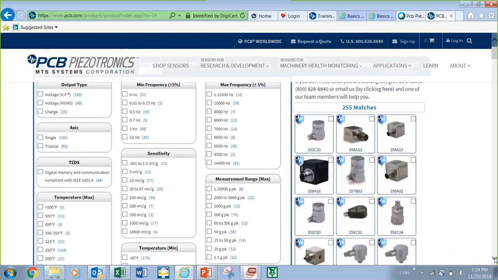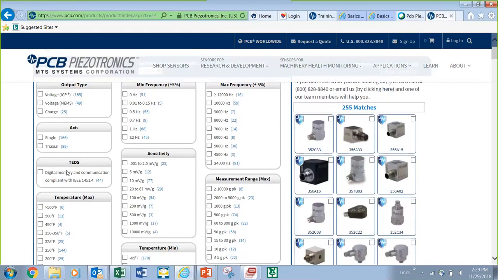There are some key points to take a look at. Type of sensor output, be it voltage, meaning ICP, which is piezoelectric, or MEMS-based accelerometers, or charge-based. You can choose either single or three-axis. You can choose even TEDs.